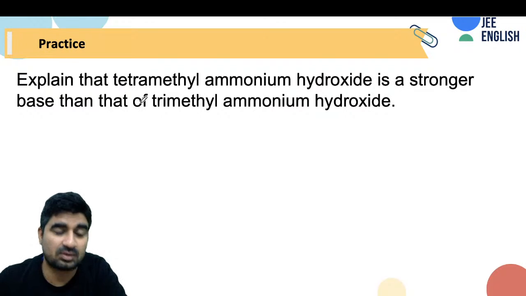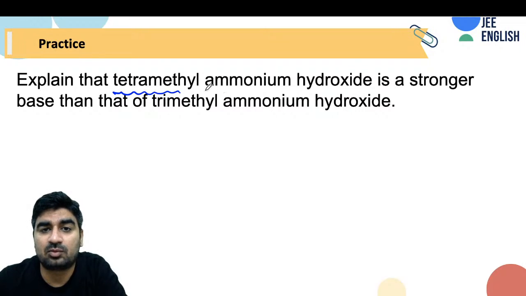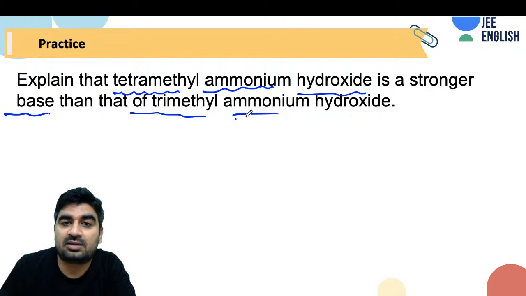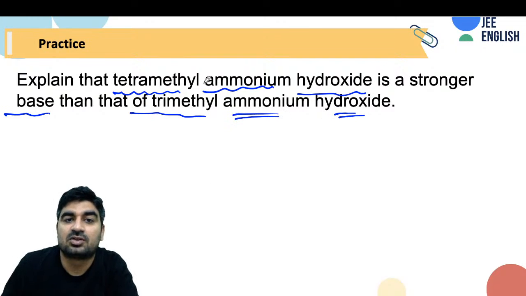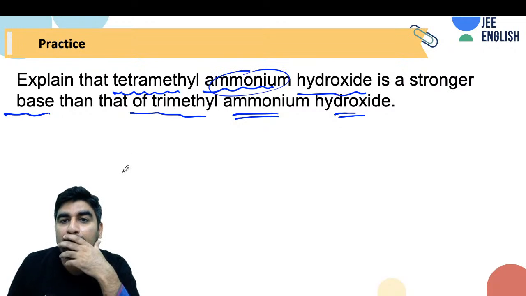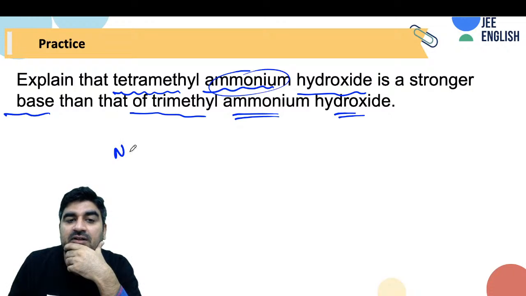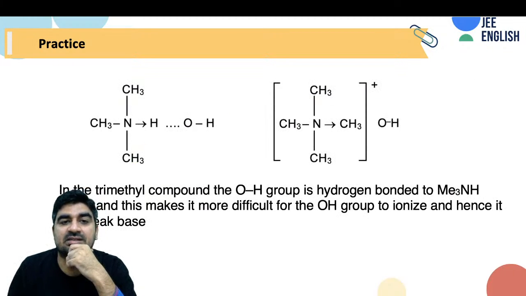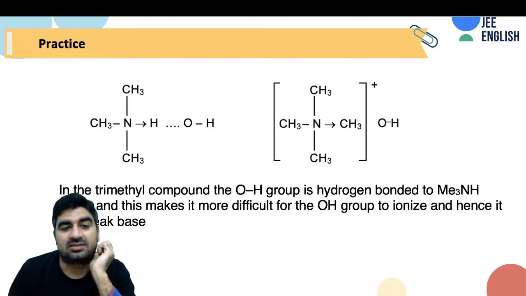Next question. Now can you explain that tetramethylammonium hydroxide is a stronger base than trimethylammonium hydroxide? So tetramethylammonium hydroxide, what is that? Tetramethylammonium hydroxide is a stronger base than the trimethylammonium hydroxide. So let's discuss this. First of all, draw the structure.